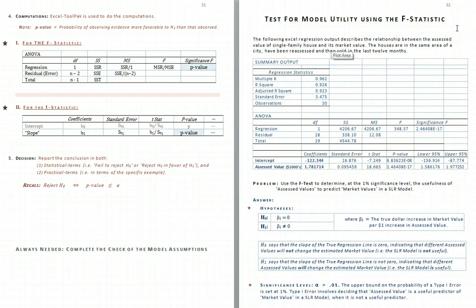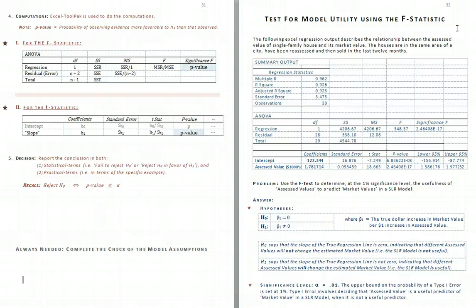On the next 2 pages, there's a specific example of this hypothesis test that uses the F-test statistic. Then on the 2 pages after the next 2, the same hypothesis test is completed, except this time using the t-test statistic. Both of the examples are based on 30 observations of assessed values and market values of single-family homes in the same area of a city.